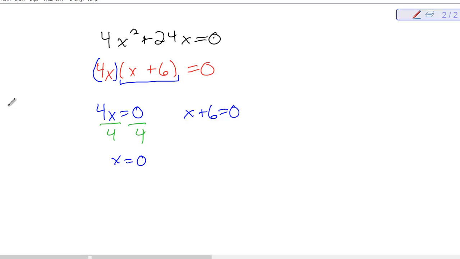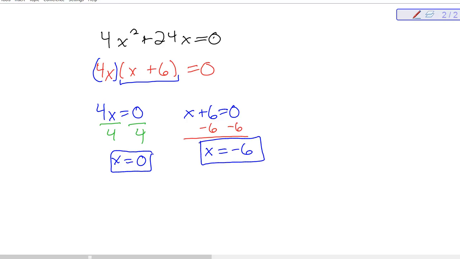On this other equation, x plus 6 equal to 0, I undo the addition, so the opposite of adding 6 is to subtract 6. And I get x is equal to negative 6. And when I check this, plug in a 0 for both my x's or a negative 6 for both my x's, I find that both of them work and check out.